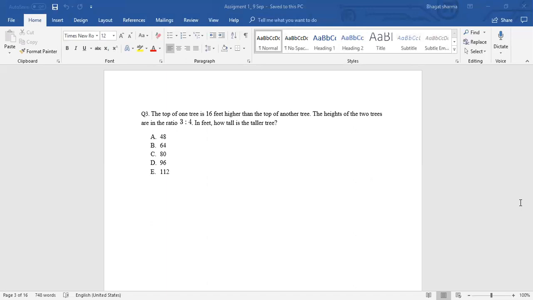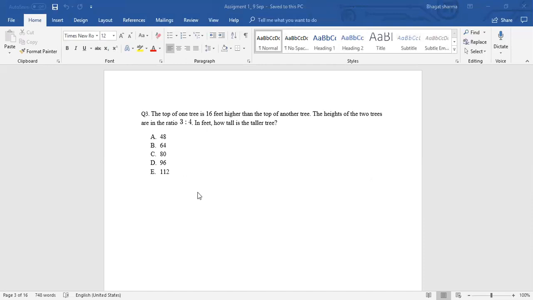So I don't think I need to write for this one. I said that the shorter tree will be 3/4 of the height of the taller tree, and the difference between the two trees is 16 feet. So basically, 1/4 of the height of the taller tree will be 16. So the height of the taller tree will be 4 into 16, which is 64.